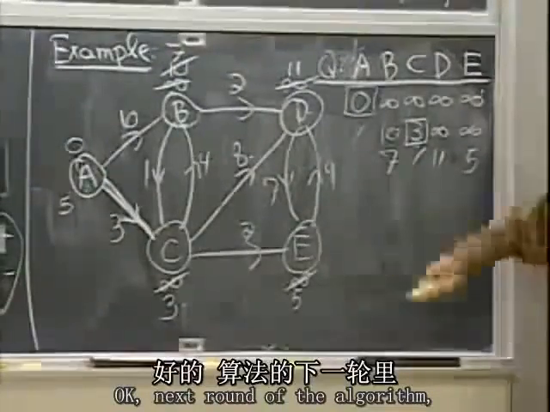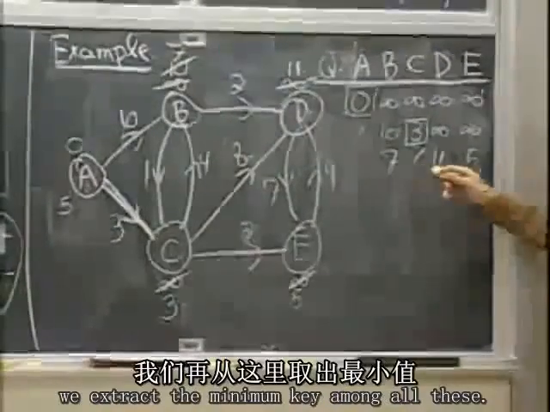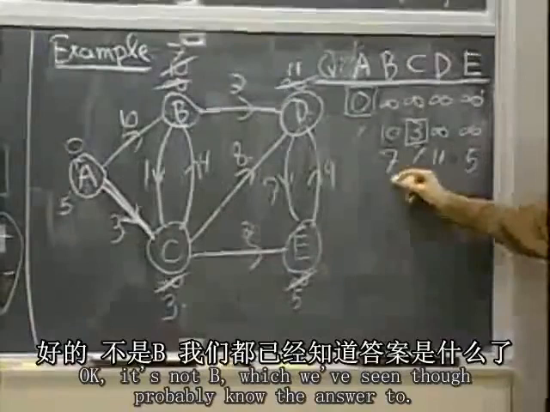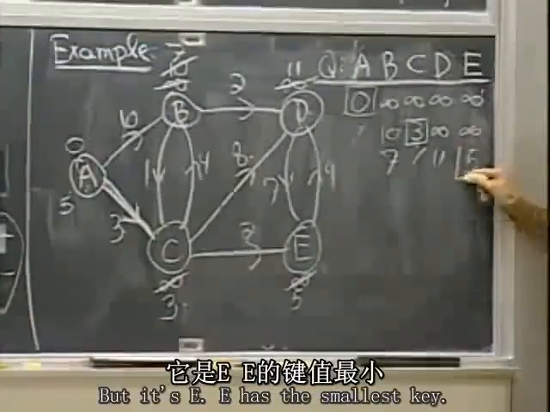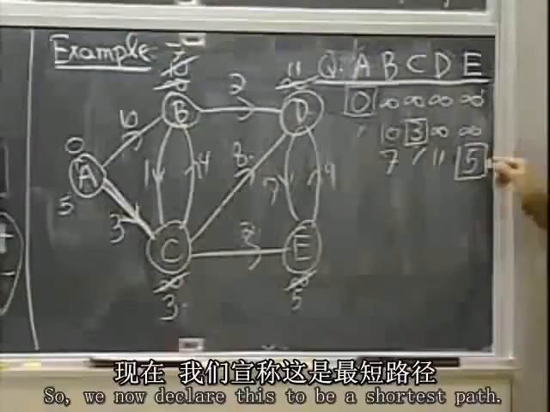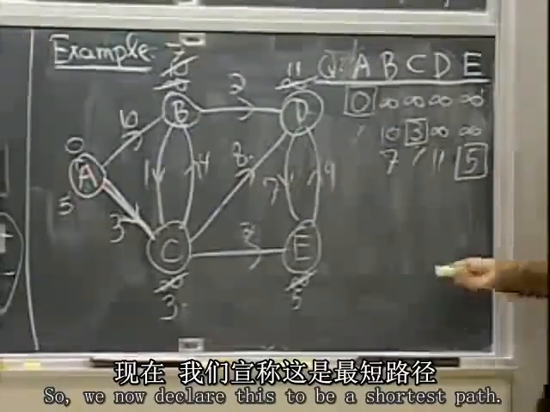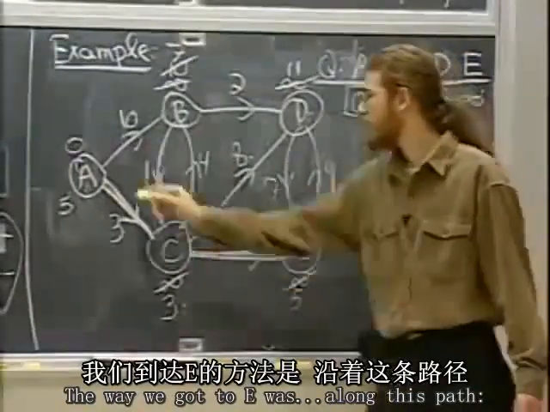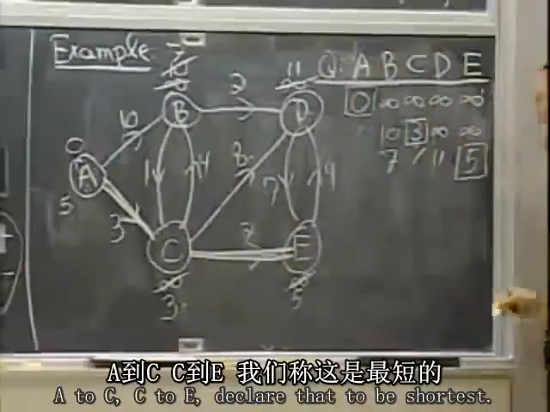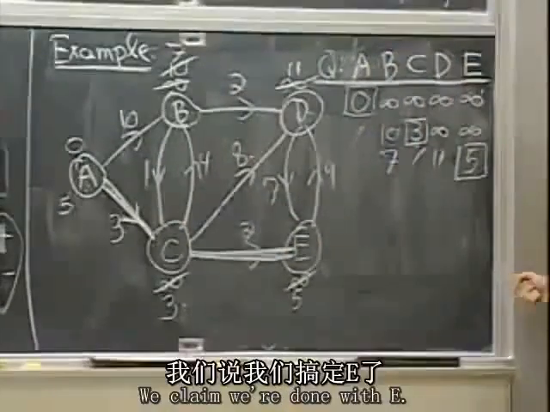Okay, next round of the algorithm, we extract the minimum key among all these. It's not B, which we've seen and probably know the answer to. But it's E. E has the smallest key. So we take this, we now declare this to be a shortest path. The way we got to E was along this path, A to C, C to E. Declare that to be shortest. Claim we're done with E.